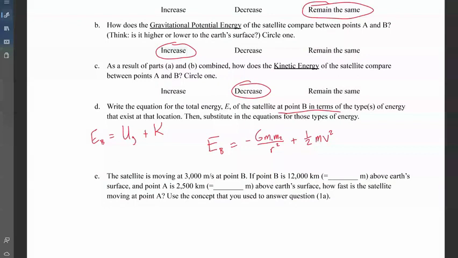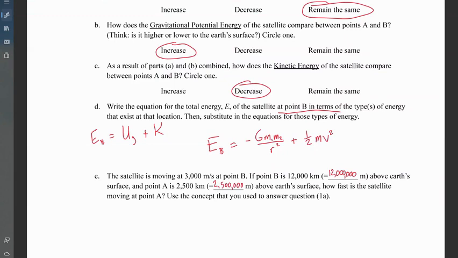All right, part E. The satellite is moving at 3,000 meters per second at point B. If point B is 12,000 kilometers, but we don't like kilometers, so we need to change that to be 12 million meters. We have 1,000 meters in every kilometer. 12 million meters above the surface of the Earth, and point A is 2,500 kilometers, so 2.5 million meters above Earth's surface. How fast is the satellite moving at point A?